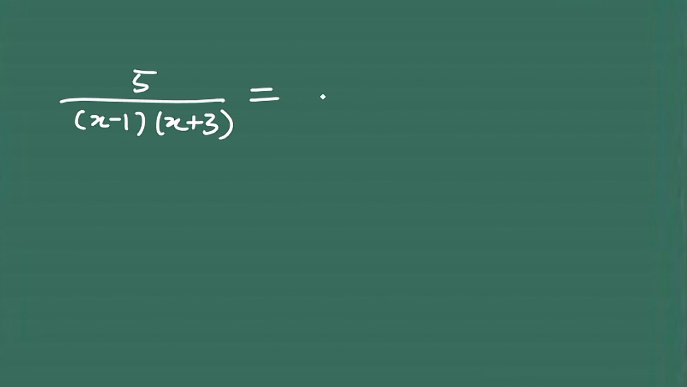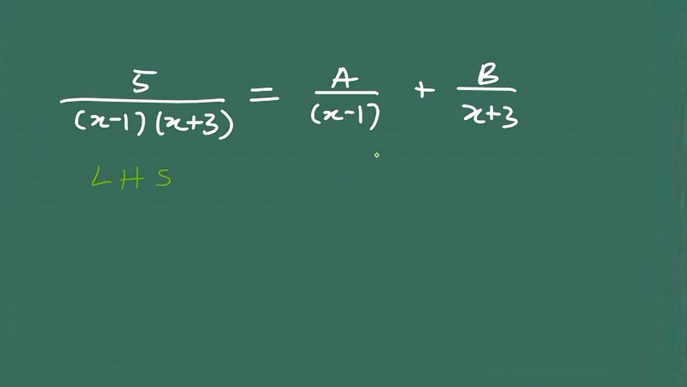Splitting it up, what we are going to do first is write the first factor, x minus 1, plus the second factor, which is x plus 3, and introduce constants A and B for the numerators. You also need to know that this is the left hand side of the expression, and this is the right hand side. The right hand side is just an expression of the left hand side. That's what we need to take note of.